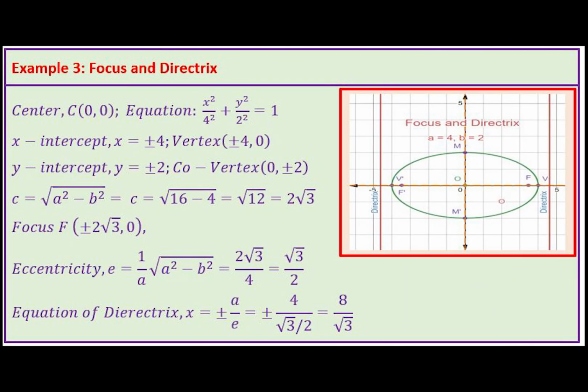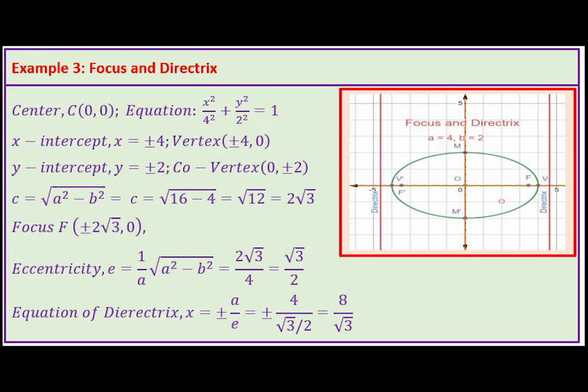Now let us understand how we find the coordinates for the foci and the equation for the directrix. In the example which you saw, the center remains at the origin. So the standard equation x squared over a squared plus y squared over b squared equals 1 stands.